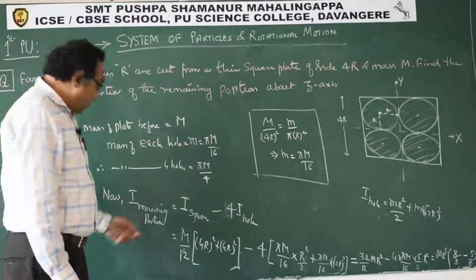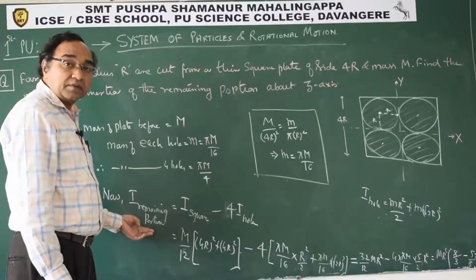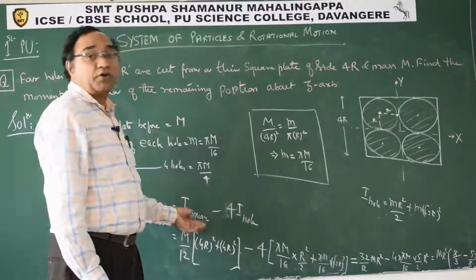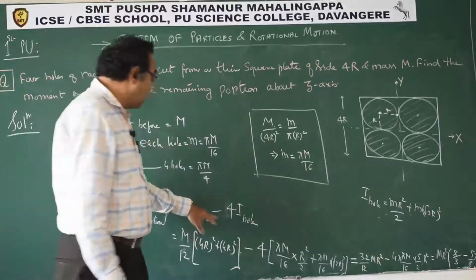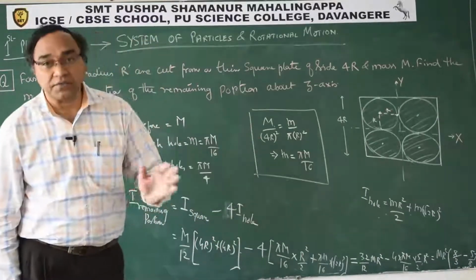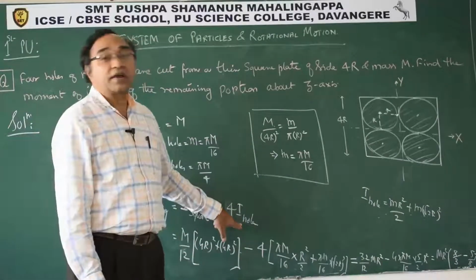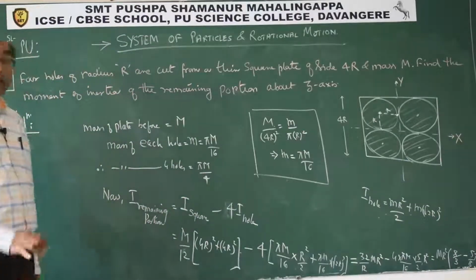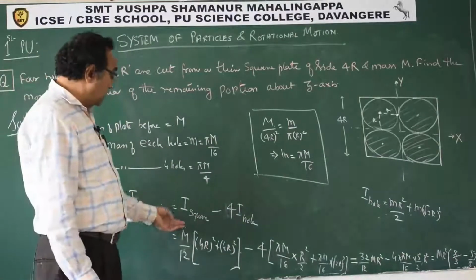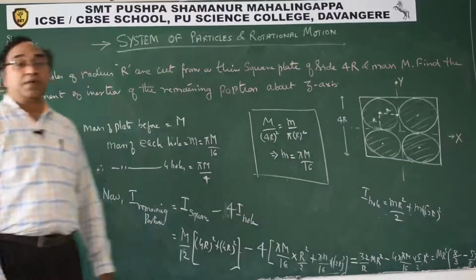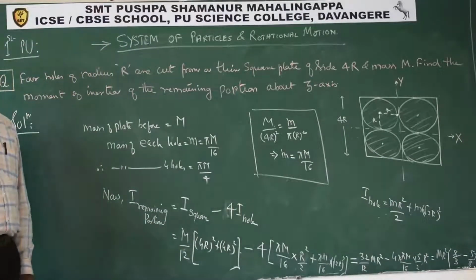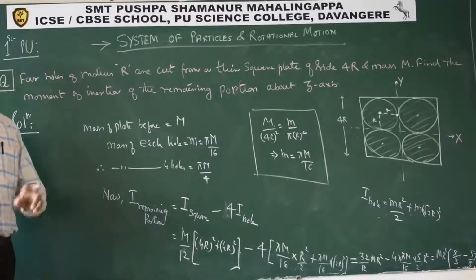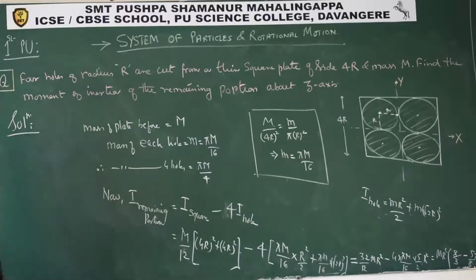The second step involved, please understand, is that the moment of inertia of the remaining portion is the moment of inertia of the original square minus whatever matter is removed. So 4 holes are removed, so minus 4 times the moment of inertia of the hole. Next step, what is the moment of inertia of a square? It is nothing but m by 12 into L square plus B square. In a square, L and B are equal, hence we have this.